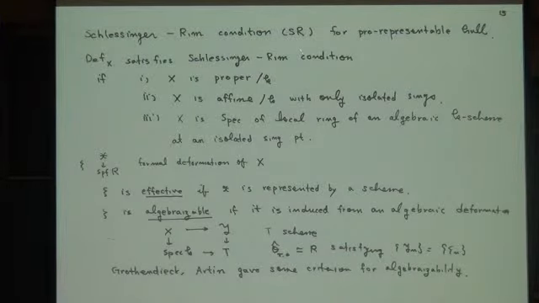Then Schlesinger's lemma gives us some conditions for a pro-representable hull. Actually, in many interesting cases this pro-representable hull works. So, for example, this deformation functor of X satisfies the Schlesinger condition if X is proper over K, or X is affine over K with only isolated singularities, or X is Spec of a local ring of an algebraic K-scheme at an isolated singular point.